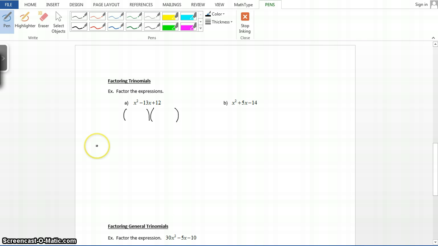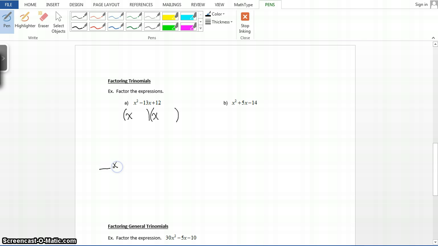We're going to use the reverse FOIL method for this. Remember, the first term, the x squared, is these two first terms multiplied together. So it's always going to split to x and x. It's the easy part. Now, to figure out the two numbers that go in here, or the other two terms, they have to be two things that multiply together to give us positive 12, but they add up to negative 13. Alright, so we sort of have to put a puzzle together.